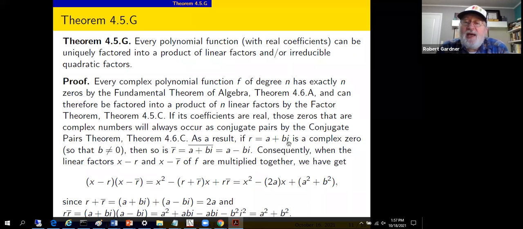So if r equals a plus bi is a complex zero, b not equal to 0, so it's not actually a real number, then r conjugate, a plus bi conjugate, that is a minus bi, is also a zero of that complex function. Having real coefficients, any complex zeros come in conjugate pairs. So the linear factors x minus r and x minus r conjugate of f get multiplied together, and we get x minus r times x minus r conjugate.